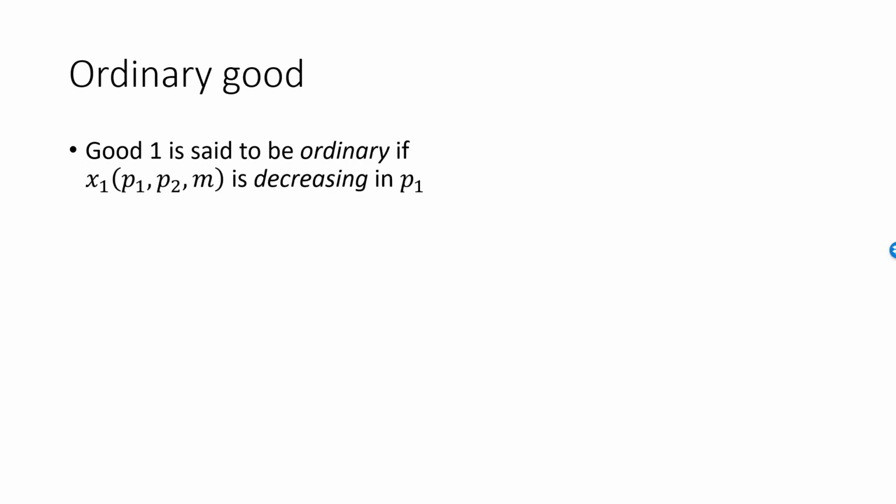Let's look at demand functions and their dependence on price. We say that good 1 is ordinary if the demand for good 1 is decreasing in P1. Similarly, good 2 is ordinary if x2 is decreasing in P2. Here is a picture. We start with some given prices and level of income, resulting in the following budget line.